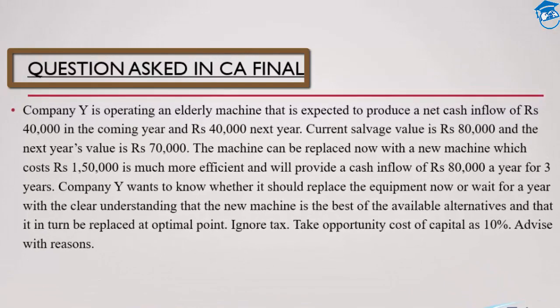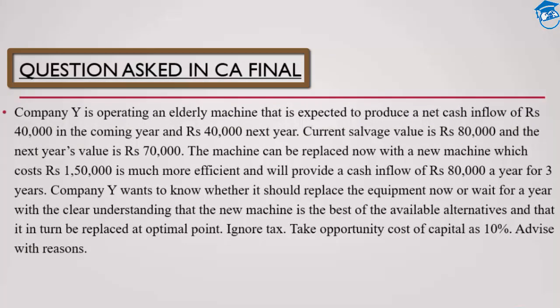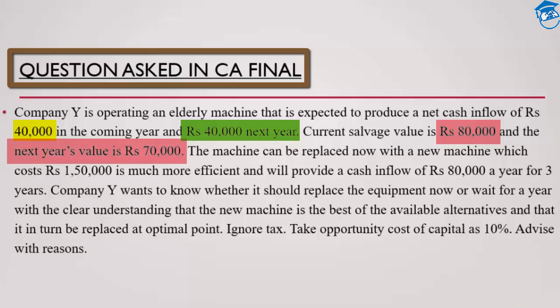What it's saying is that my old machine is going to give me a cash inflow of 40,000 rupees this year and 40,000 next year. That's simple. If I feel that I need to replace my machine with a new one, then I'll be selling my old machine now itself, in this particular year. What amount will I get from that? I'll get 80,000 rupees if I am willing to sell that machine in the current year itself. If I delay my decision of selling that machine to the next year, I'll get a salvage value of rupees 70,000 next year.